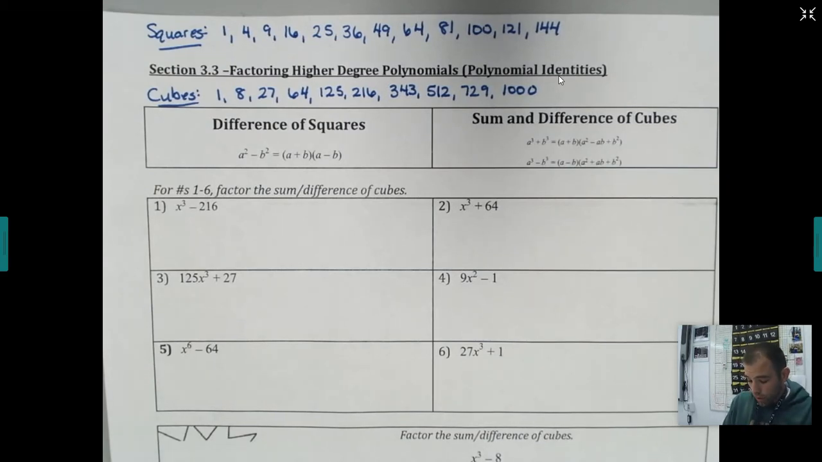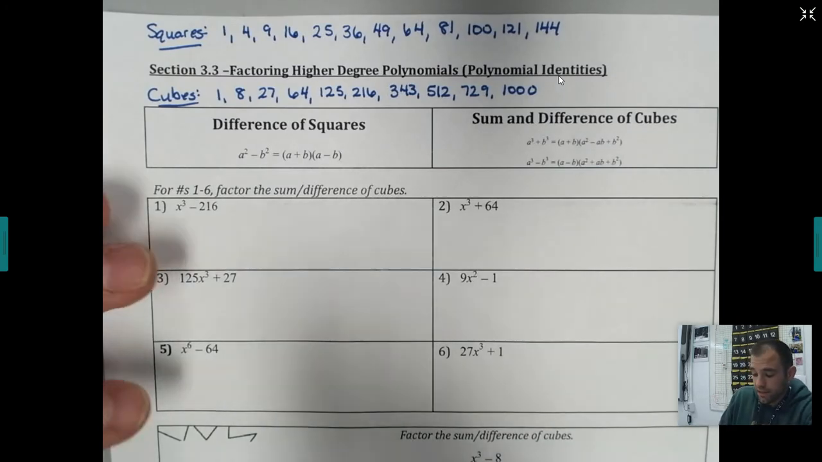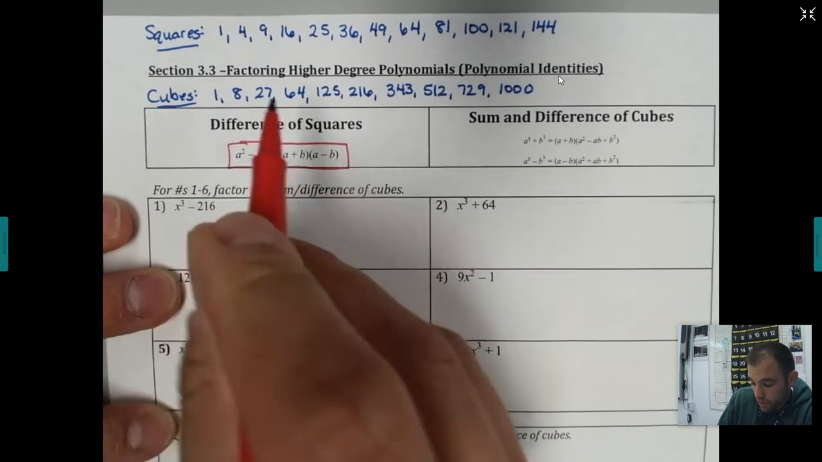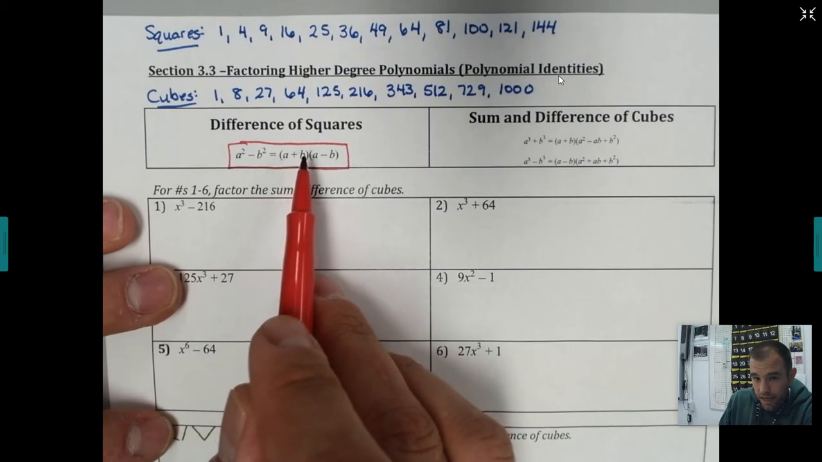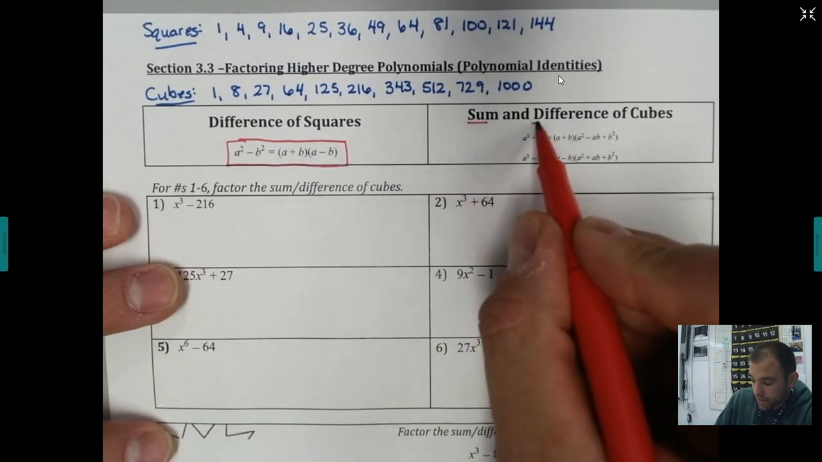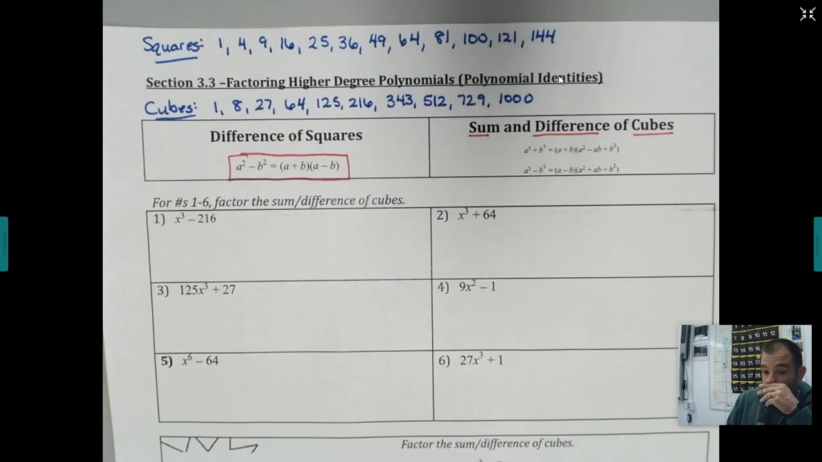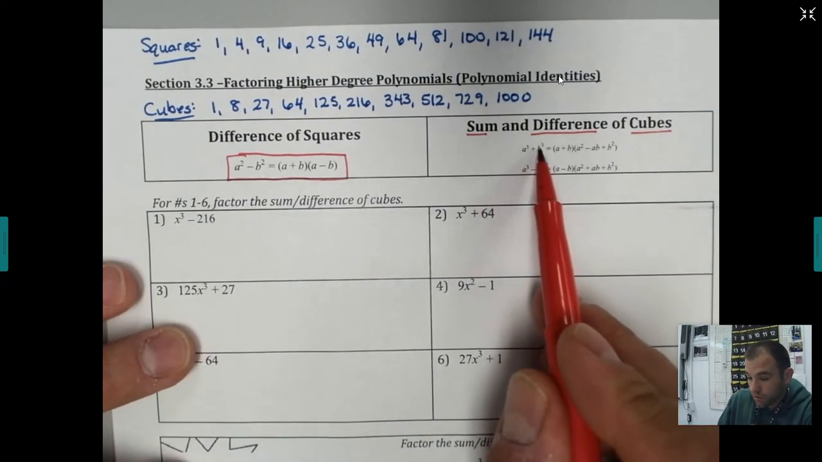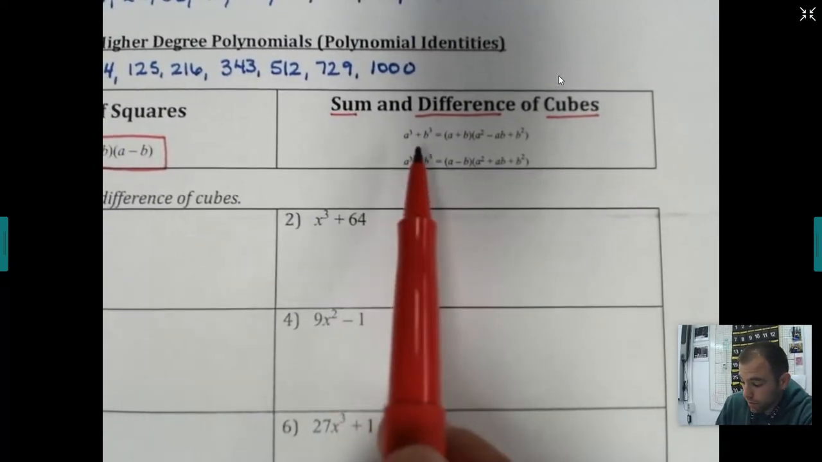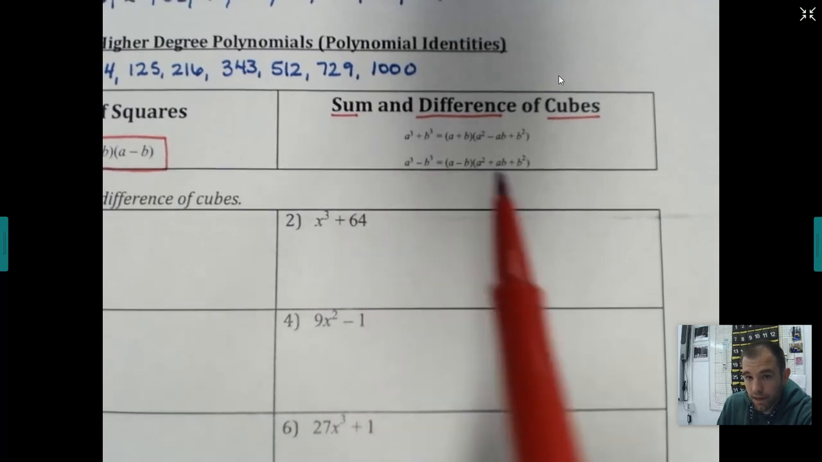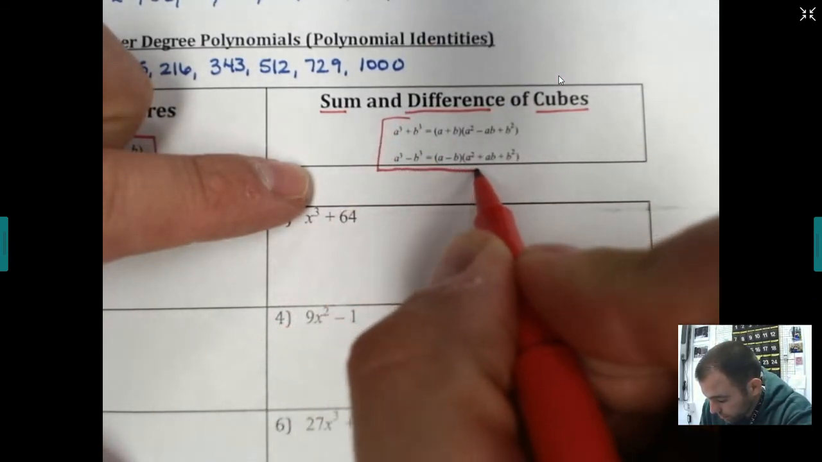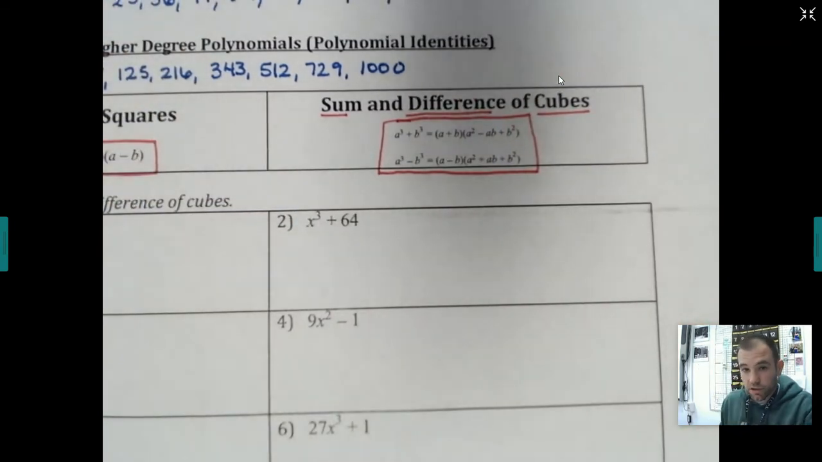A little while ago, back in topic 2, we discussed difference of squares. Whenever both things were squares, like a squared minus b squared, we split it up into (a plus b)(a minus b). Today we're going to talk about what you do when you have a sum and difference of cubes: a cubed plus b cubed, and a cubed minus b cubed. These are the two formulas we are going to use, so make sure you write them down.